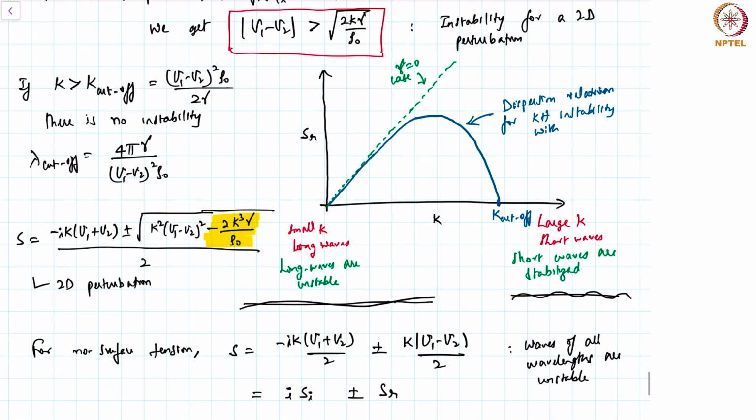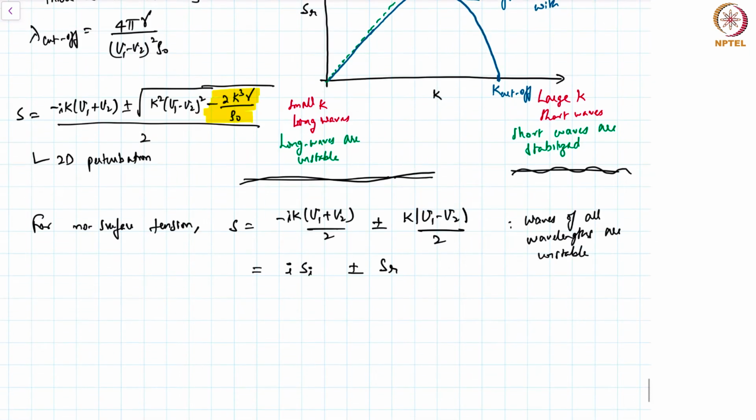We can also make a plot, by the way, of Si as well. Maybe I should mention that as well. Si is not equal to 0, implying that the unstable mode is also traveling. The wave is actually traveling, and while it's traveling, it's also growing.